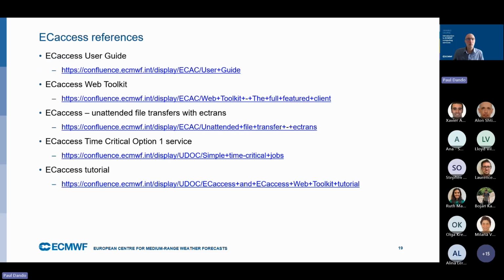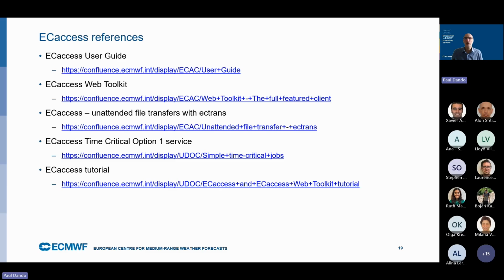So I think we're coming more or less to the end. I just wanted to finish off with a few references. Hopefully these are all clickable if you want to follow them. So we've got the user guide. I would highlight that the two main parts that we use ECaccess for these days are the unattended file transfers with ECTrans, and then the time critical option 1 service. I think these are probably the two most important things that we're using ECaccess for now.